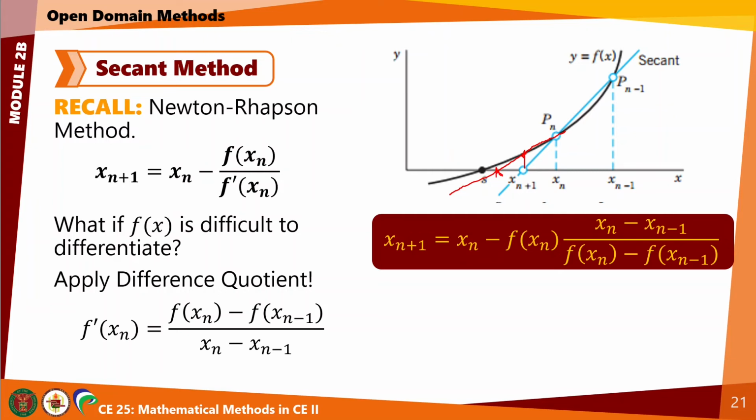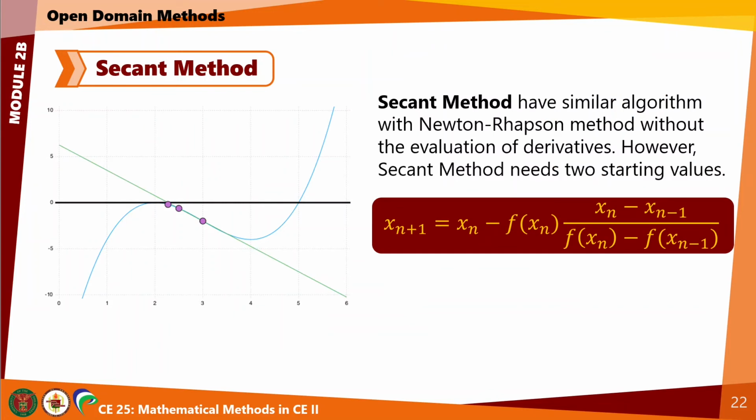So, similar lang din siya sa Newton-Raphson, pero this time, dalawa na yung points natin. Secant na. Dalawa na yung initial guesses natin. Right? So, for you to visualize, ito siya. Yung latest na dalawang points yung gagamitin for the next iteration. Pero ang important is we have two initial guesses, x sub n tsaka x sub n minus 1. So, similar lang talaga sa Newton-Raphson. Ang maganda lang, walang evaluation ng derivatives, pero may two starting guesses.